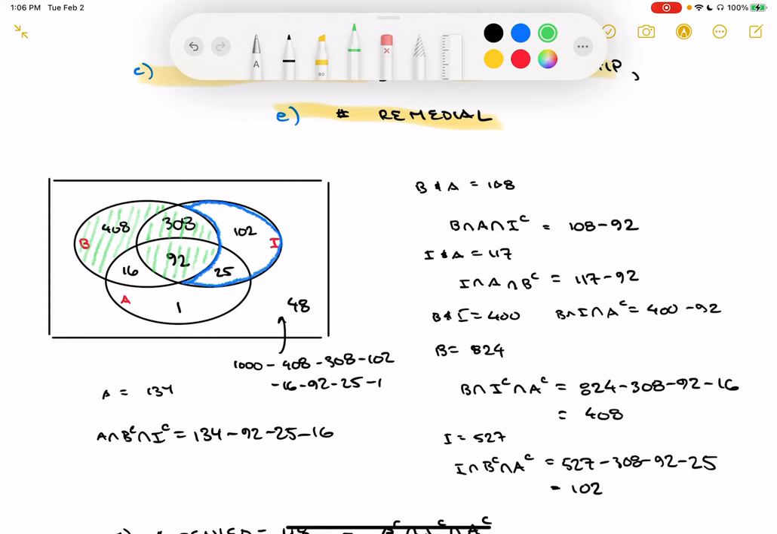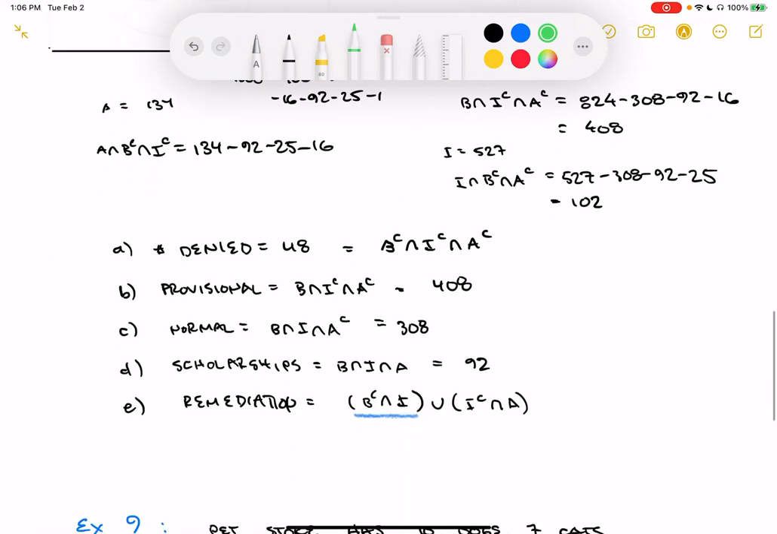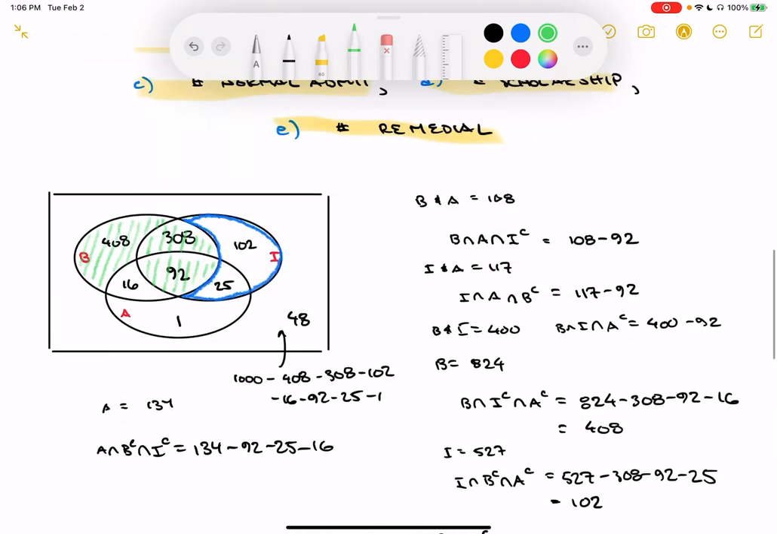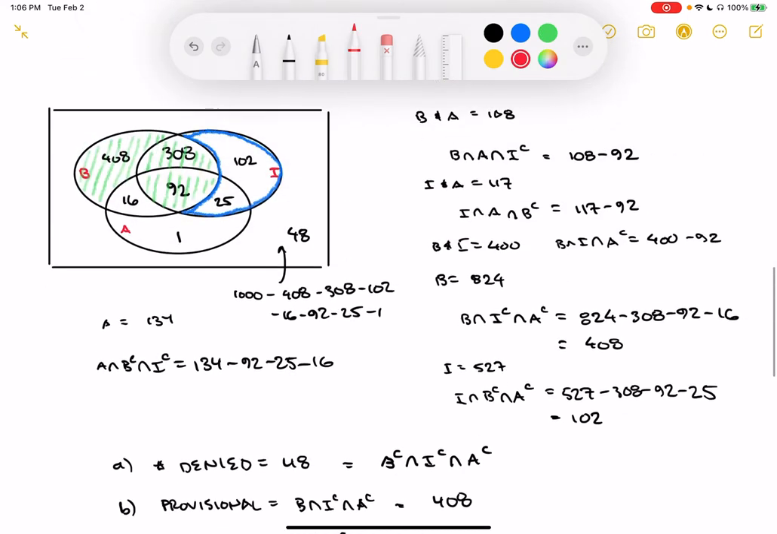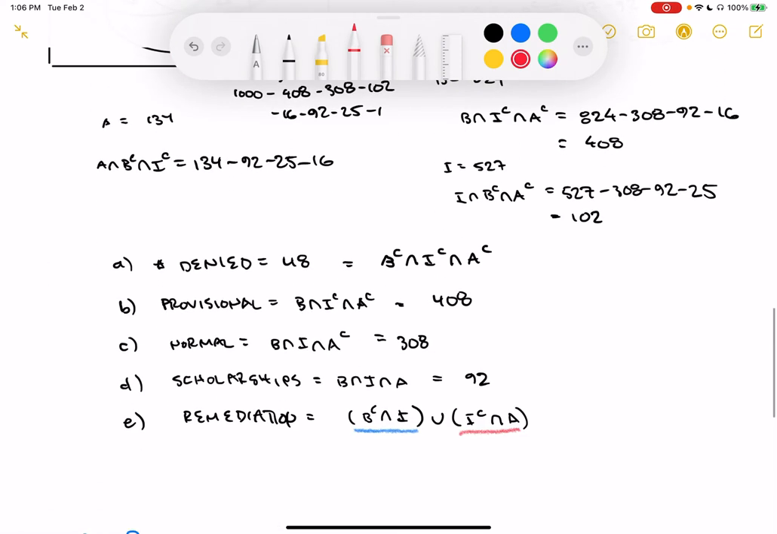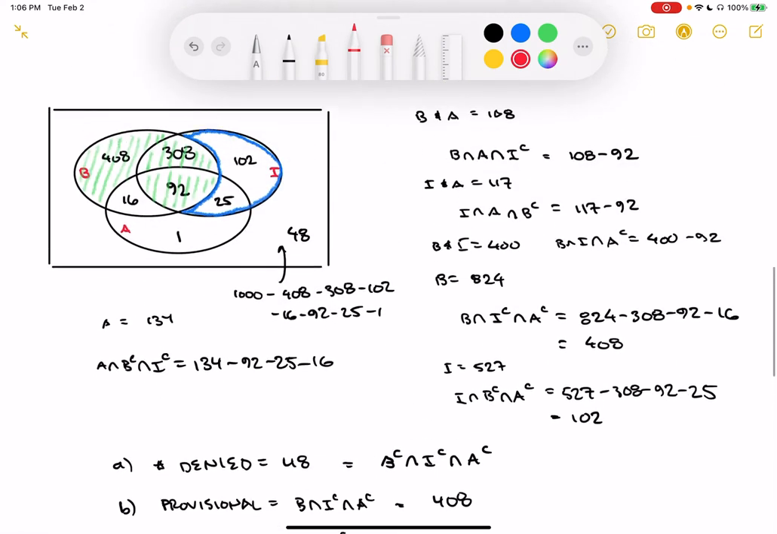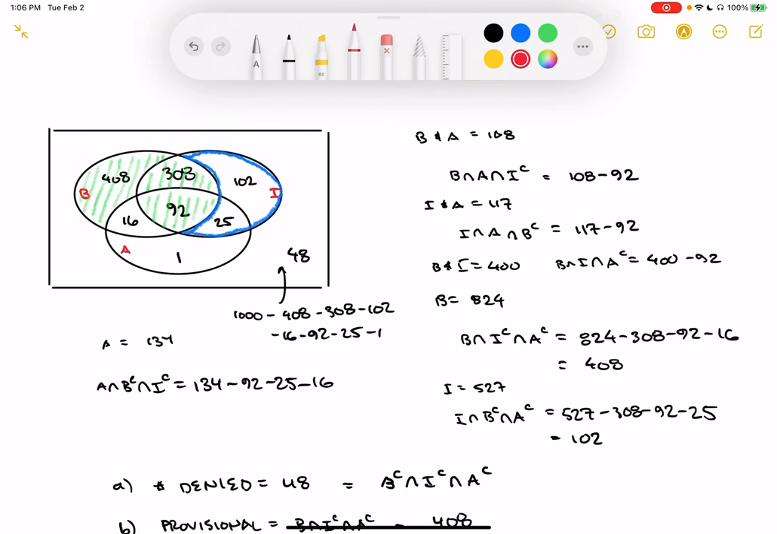Those two off on the right that were the blue were ones who passed the intermediate, but were not able to pass the basic. And then what's the last one in here? We want the intermediate complement intersected with A. I'm going to go ahead and do that in red, just so we can get an idea of that. So the intermediate complement, anything outside of intermediate, intersected with A. So it has to be an A, but outside of I. So that's going to be these sitting in there, something like that.